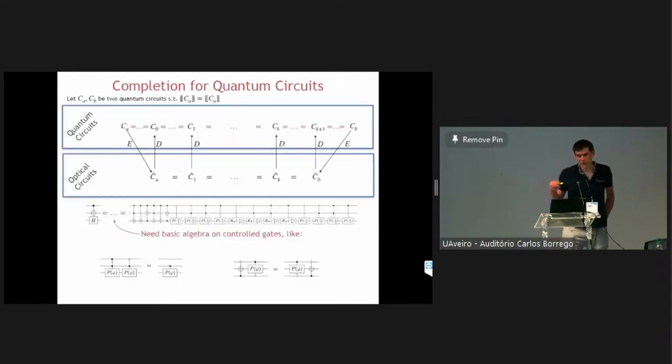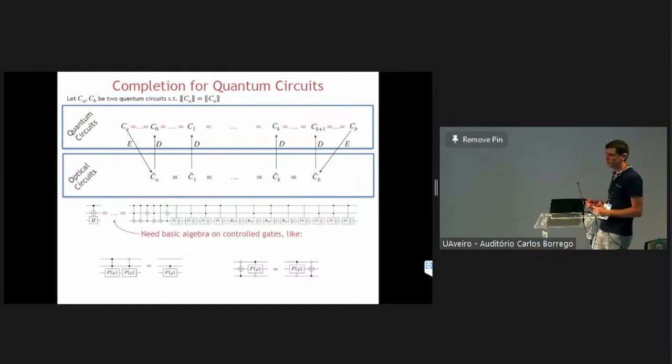So if I go back to the global picture, what I'm doing here is actually this little triangle. That is, I start with a circuit, I encode it, decode it, and I get a circuit which is completely different, but I need to have enough equations to actually prove that they are equivalent. I need to be able to prove that this circuit is equivalent to this one. And to do that, essentially what we need is all the basic properties of control gates.